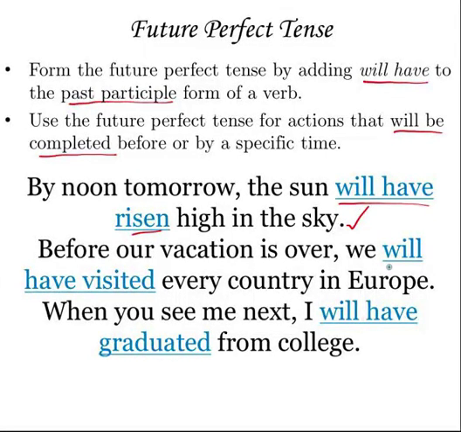Before our vacation is over, we will have visited every country in Europe. Again, if it's on the agenda, if you can predict with some confidence that you're going to do it, you can say, by some future point, the end of the vacation, we will have done this. When you see me next, I will have graduated from college. Again, the graduation is on the schedule, you're on track, so you can say, by this future point, which presumably takes place after the graduation ceremony, I will have graduated.